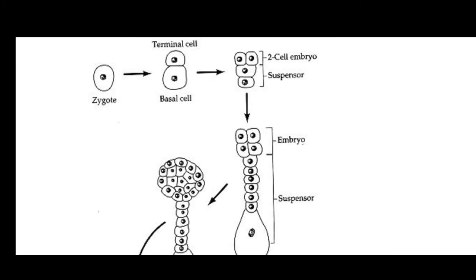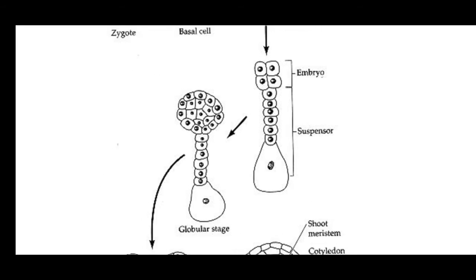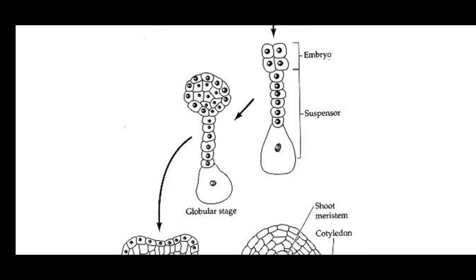Now let me tell you one thing. Up until this stage, meaning this formation of the 4 cell embryo structure, or at least this much formation, is what is known as the stage of pro-embryo. This is the pro-embryo stage. After that, the main embryo development, the rest of the embryonic development, will take place.